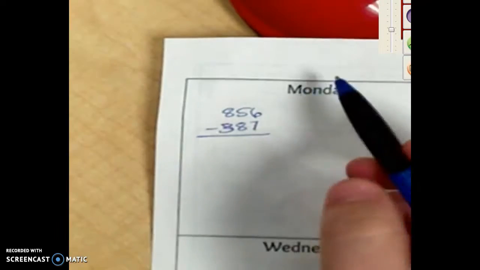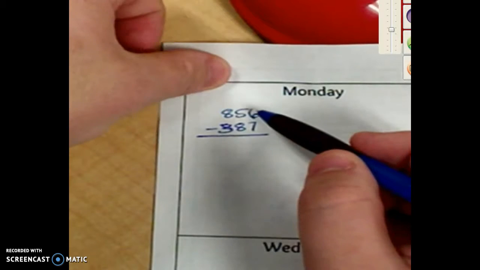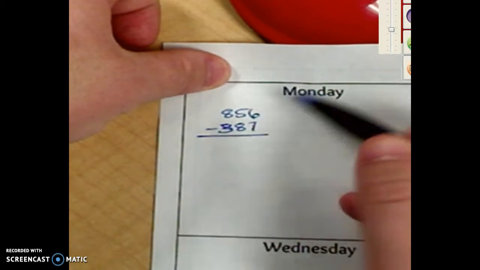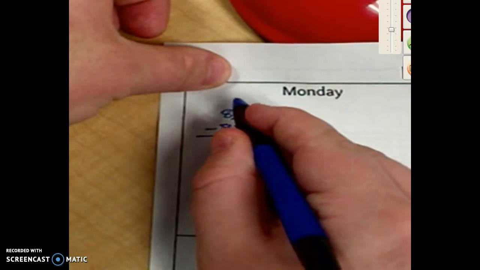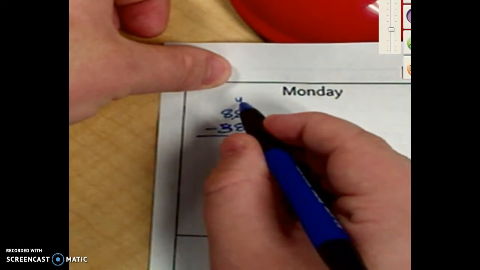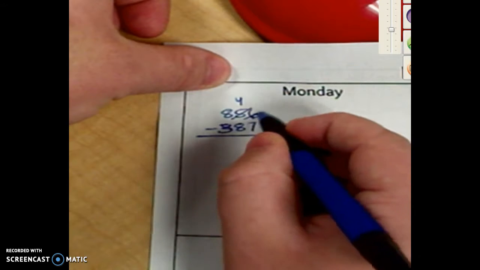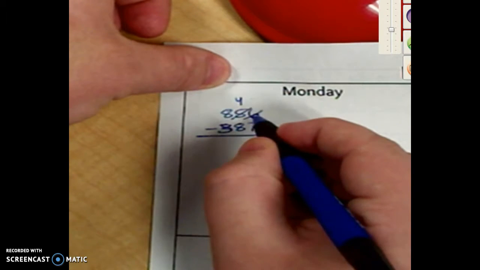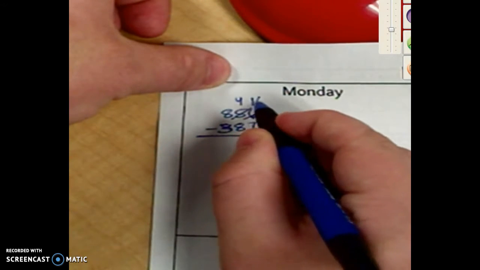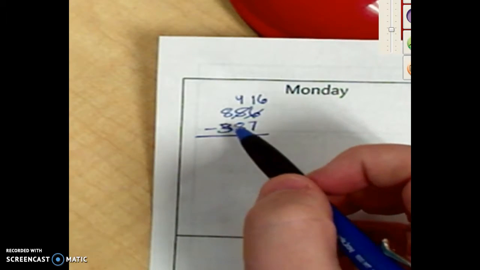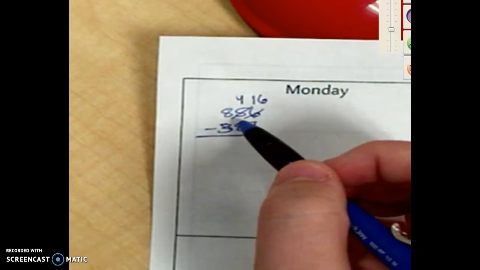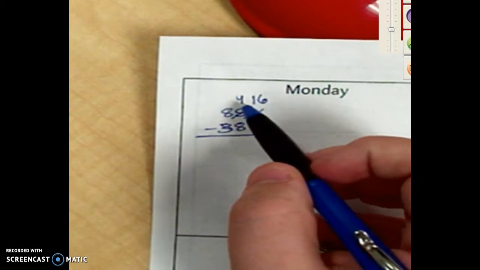So the standard algorithm is, can you subtract your ones? 6 minus 7, I can't. So I'm going to have to regroup. This 5 tens becomes 4 tens. And then the 1 ten I took away becomes 10 ones, so I add it to the ones already. So I have 16. So 16 and 7, I can subtract. But I'm not going to stop there. I'm going to wait till all of it is complete before I do my subtraction.